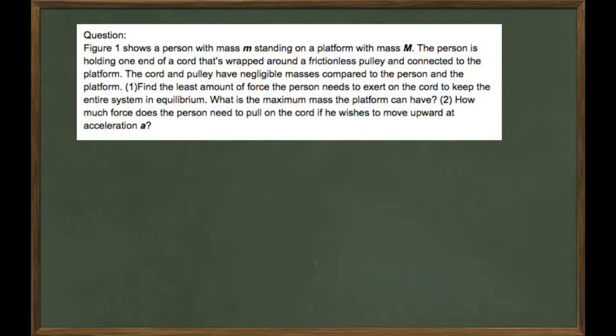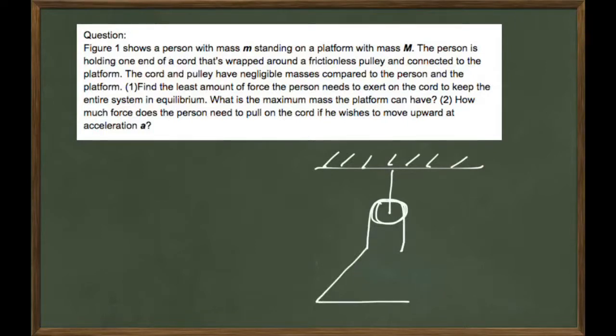Before we dive into the problems, let's first visualize this. Right now we have a pulley up here, so we have to have a ceiling and a pulley, and then there's a cord wrapped around the pulley. At one end of the cord we have a platform. I'm going to draw a triangle. This is the platform and these are the strings that are sustaining it. And on the other end we have a person holding on to the cord.